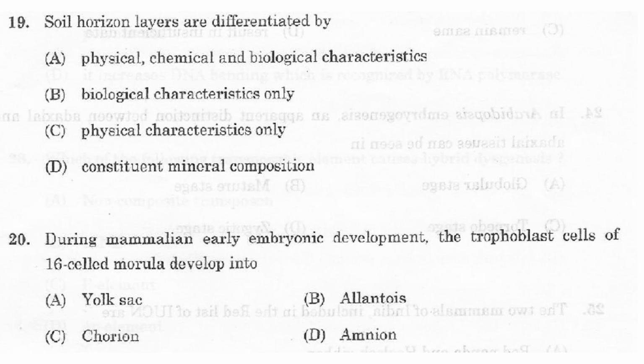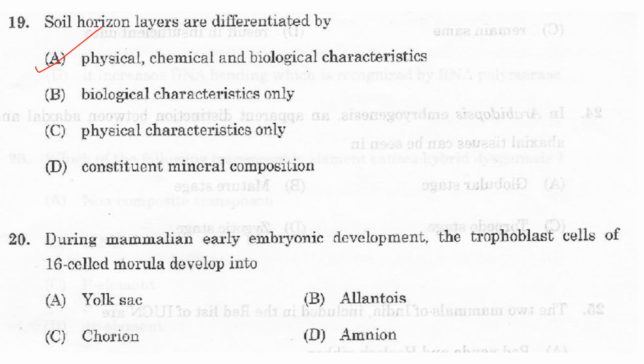Then soil horizon layers are differentiated by physical, chemical and biological characteristics. Answer is option A. Physical characteristics include the texture, structure, color, etc. Chemical characteristics include pH, moisture content, nutrient content, etc. And biological characteristics include the microorganisms that are present in the soil.